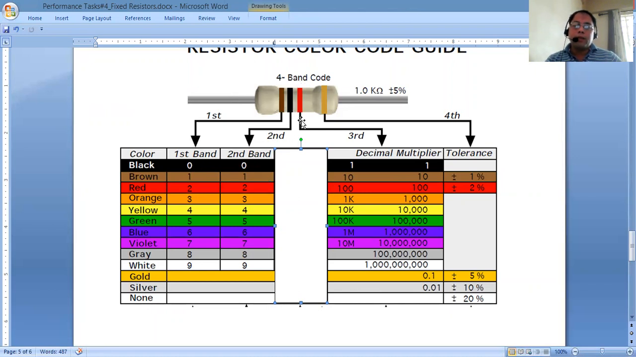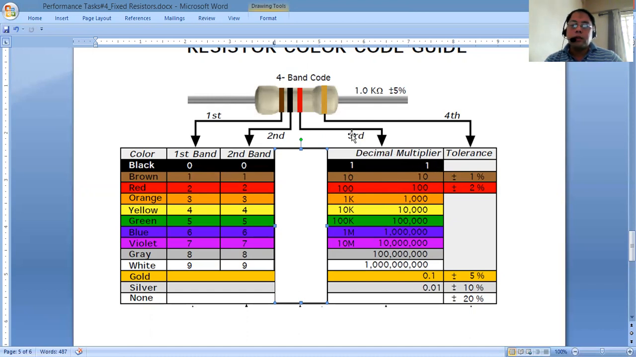Now, the third band is known as the decimal multiplier. So our multiplier is equal to 1 if the third color is black. You multiply the value of the first two by 1. Previously black was 0, but for a multiplier, we cannot multiply a number by 0 because it will become 0. So the lowest value for the multiplier is 1.